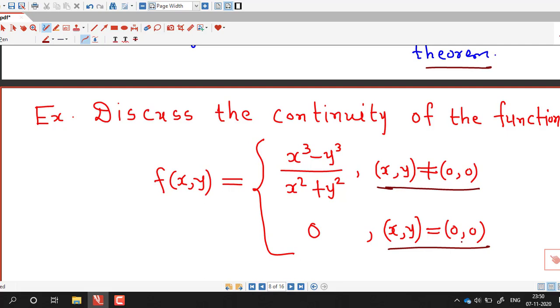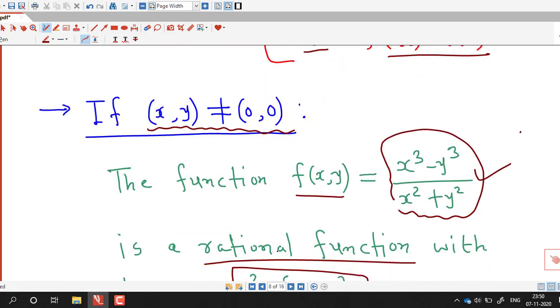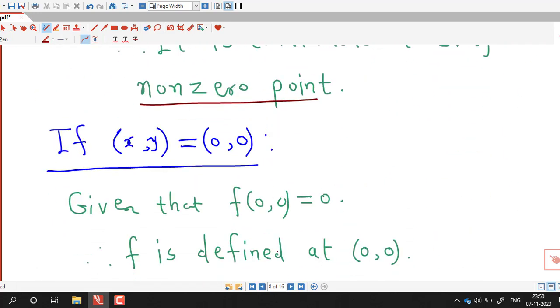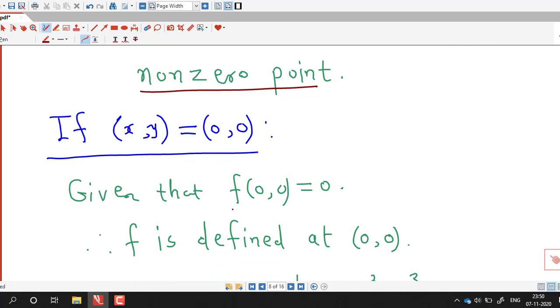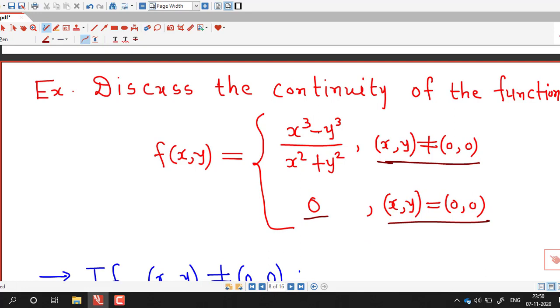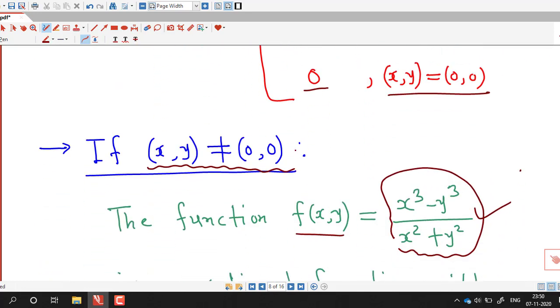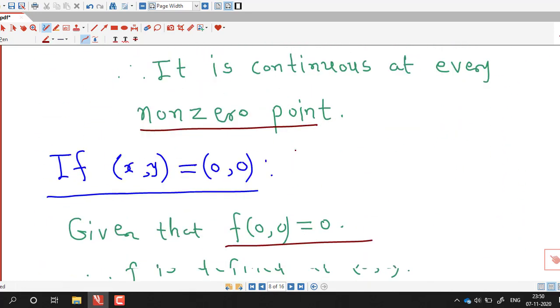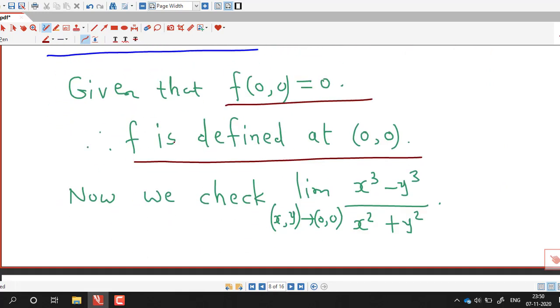If xy is equal to origin, then value of function is 0. So first condition for continuity is satisfied. Function is defined at origin. Given that value of function at origin is 0, that means f is defined at origin. Now we have to decide the limit of this function as xy approaches 0, 0. So here also we use polar coordinates. So now we check whether this limit exists or not.